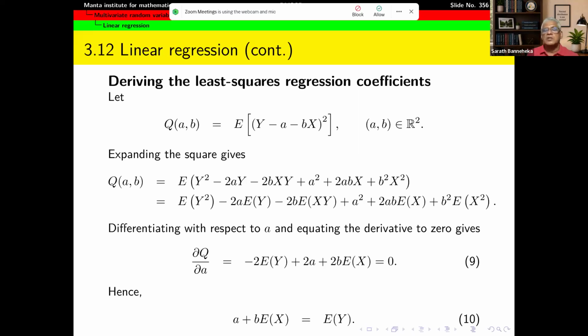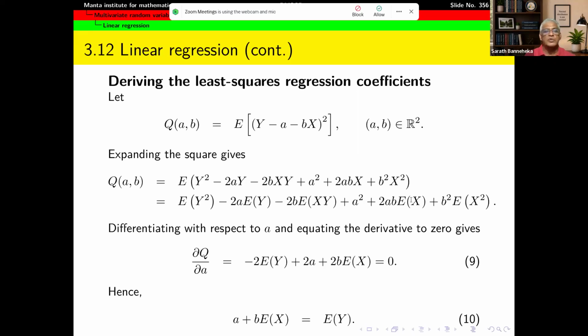So let's briefly discuss how to derive alpha and beta. Let's consider this as Q(a, b), a function of some a and b. If I expand this term inside and then take the expected value, I get this expression here. So first expand this quantity, with the expected value outside, and then just apply the property of expected value. Expected value of this random variable, then minus 2a times expected value of y, minus 2b times expected value of x times y, and so on.